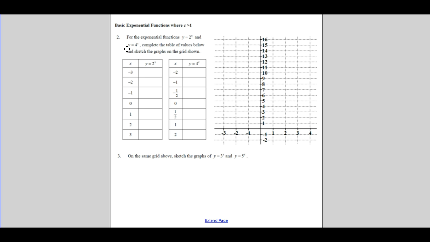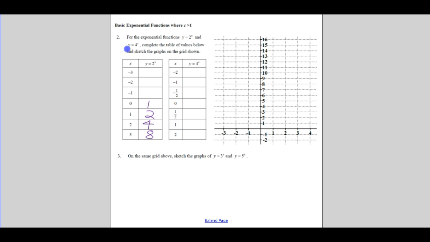So 2 to the power of x. Okay, let's start with 3. What's 2 to the power of 3? 2 cubed, 8. What's 2 squared? What's 2 to the 1? What's 2 to the 0? What's anything to the 0? No, it's 1. What's 2 to the negative 1?